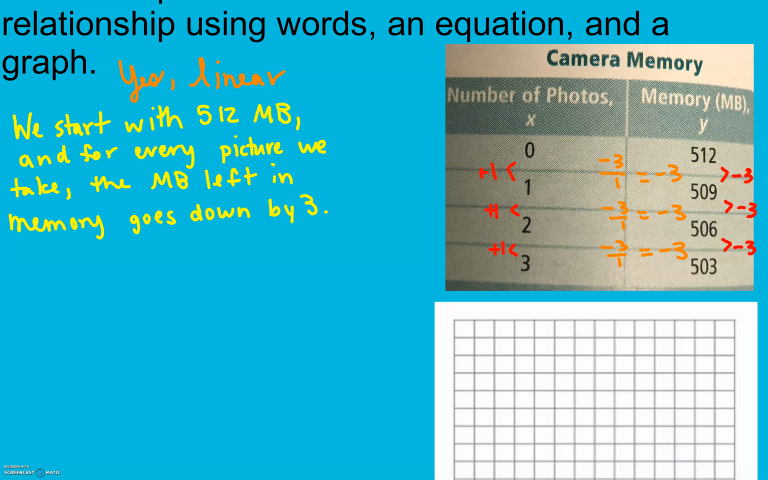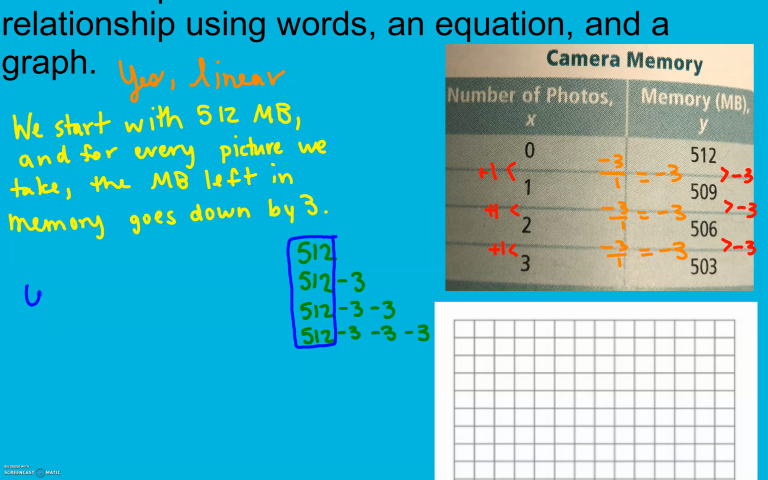Now we need an equation. So we got to figure out what's happening here. Well, we started off with 512 with 0 pictures. If we take 1 picture, we still have that same memory card or storage amount, and we subtracted 3 from it. For 2 pictures, we still started off with the same amount. The first picture took away 3, the second picture took away 3. And for 3 pictures, we started at the same amount. We took away 3 for the first picture, 3 for the second picture, 3 for the third picture. So the amount that stays the same every time is our 512. And again, that's what we started off with.